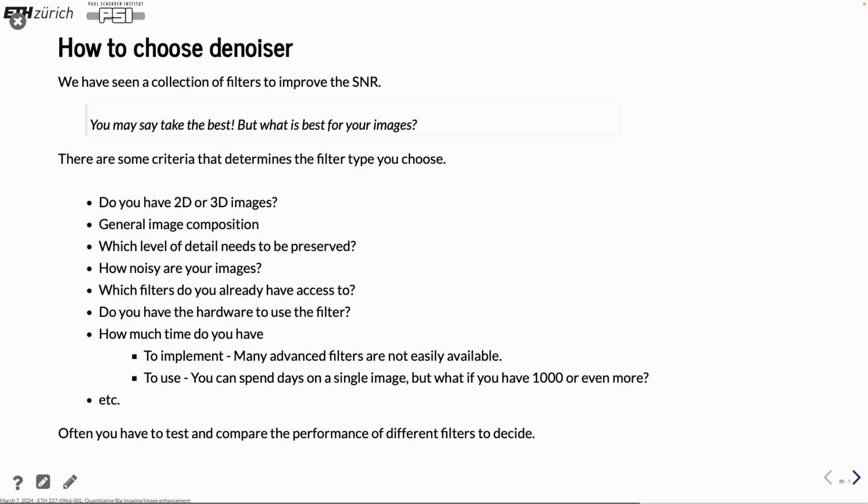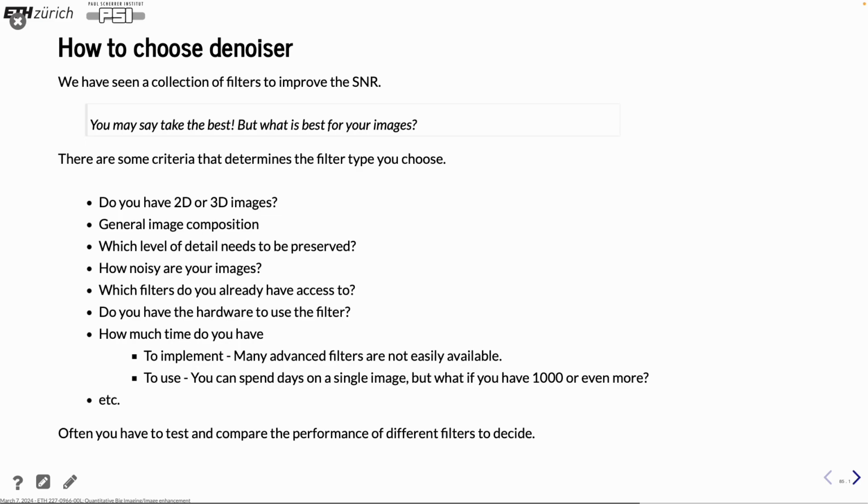So then you need to go to a larger workstation, or you have to find strategies how to split down your data in order to filter it in a good way. Then how much time you have is also an aspect you need to think about. In some cases, you need to implement the filter yourself, because the filter is not available out there as open source, so then you need to spend quite a lot of time on doing the implementations.